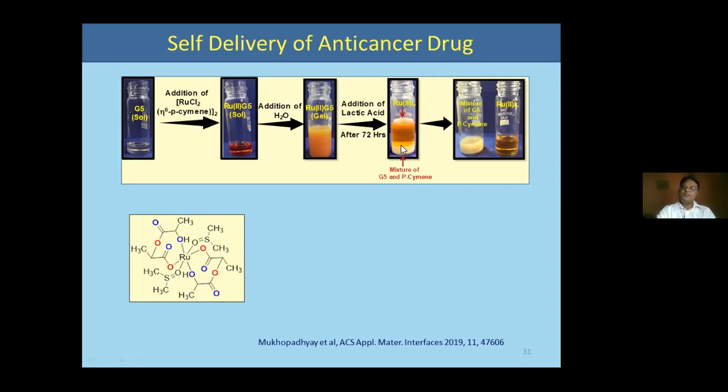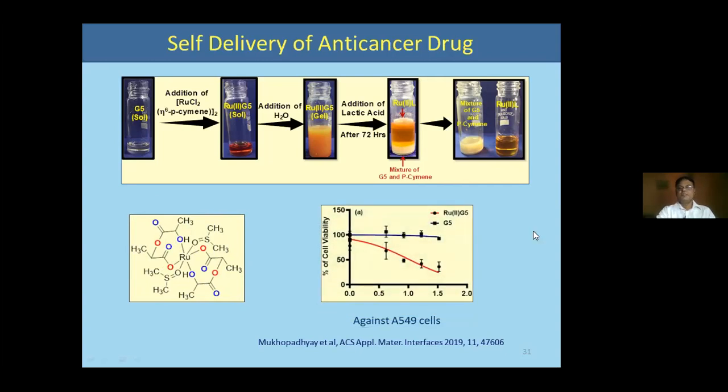And we tried to check the cytotoxicity of this compound. We found that our chelator, the organogelator molecule, is non-cytotoxic, but when we make it a complex with ruthenium, G5, and make a gel, it shows quite significant cytotoxicity. So the gel itself is an anti-cancer agent.